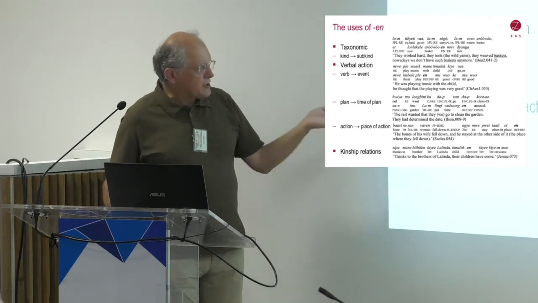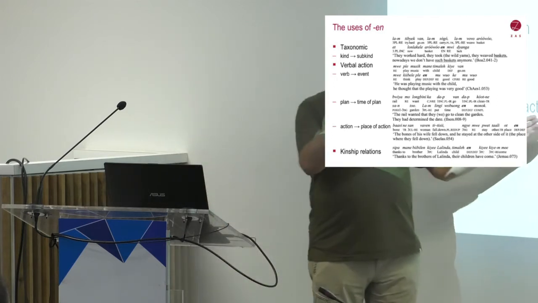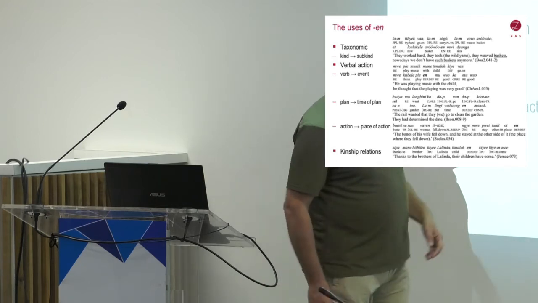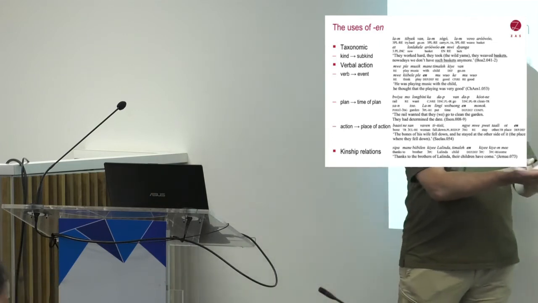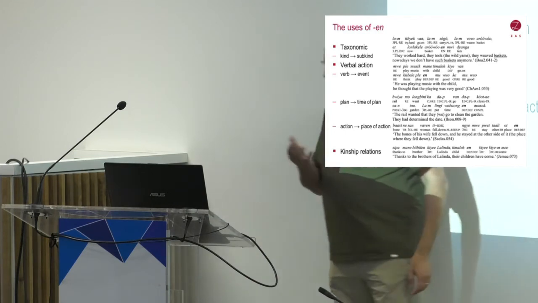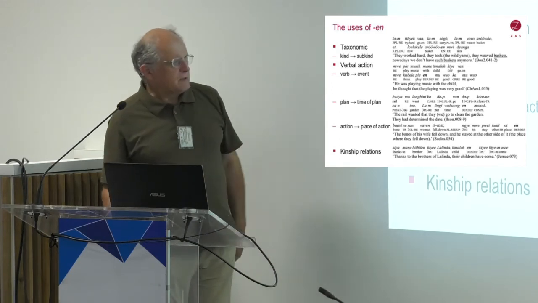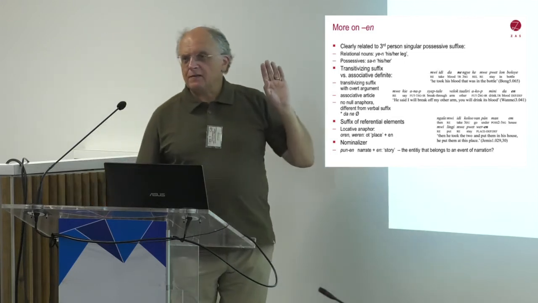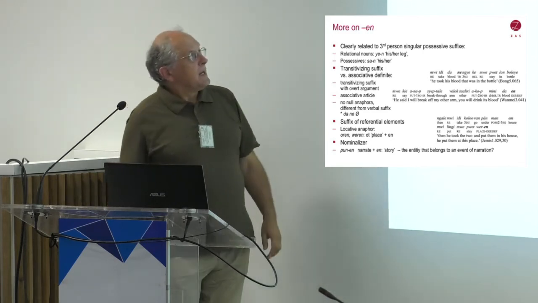We can go from an action to the place of the action. So this is the story, I think Alex mentioned the story of the man who looks for his wife in the hole of the devils, and here there is the story of the bones of his wife fell down, and the man stayed on the other side of where the bones fell down. So the place of an action. Or kinship relations, I skipped that here. So it's, I think, quite clear that we find a frequent use of N for this purpose.